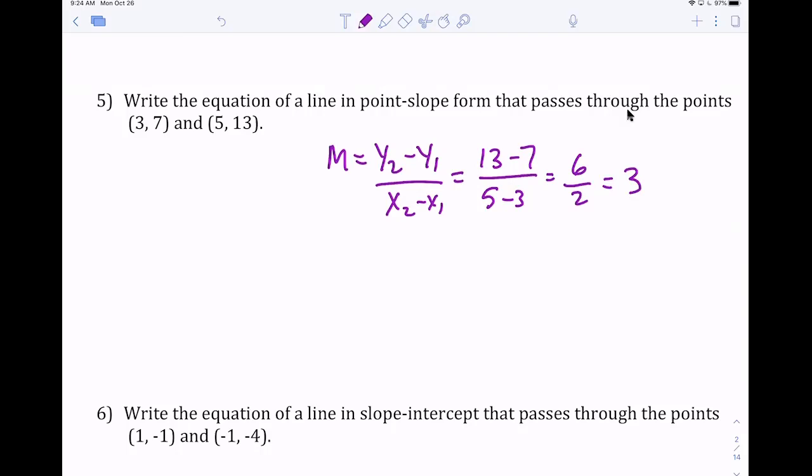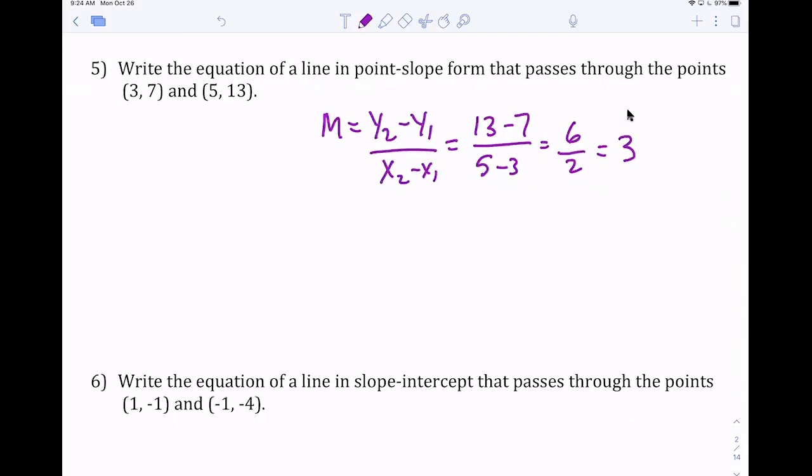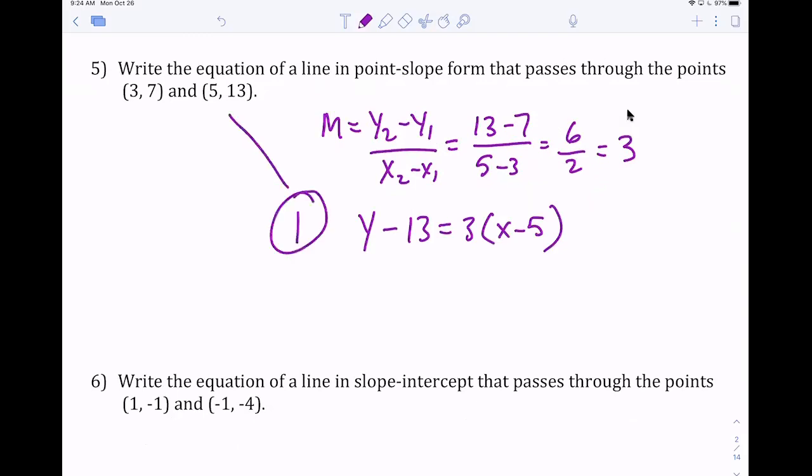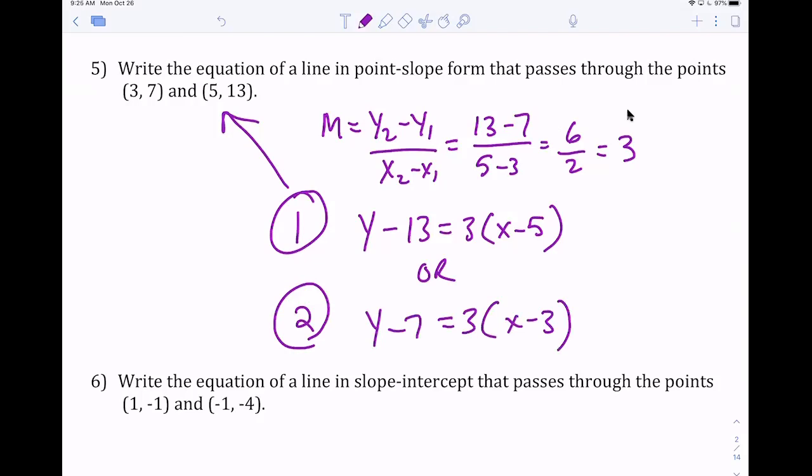All right, so now write the equation for me. So then you would do y minus 13 equals 3 parentheses x minus 7. X minus 5. All right, that is one possible answer. But you could also go ahead, you would do the same thing except instead of 13, 7, and instead of 5, 3. Okay, y minus 7 equals 3 parentheses x minus 3. All right, you have to put one or the other. You don't have to write them both.